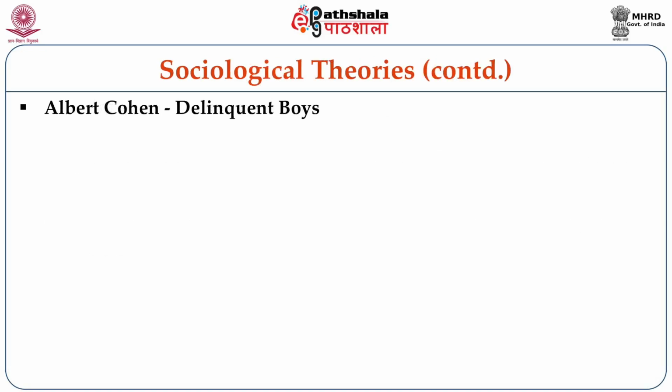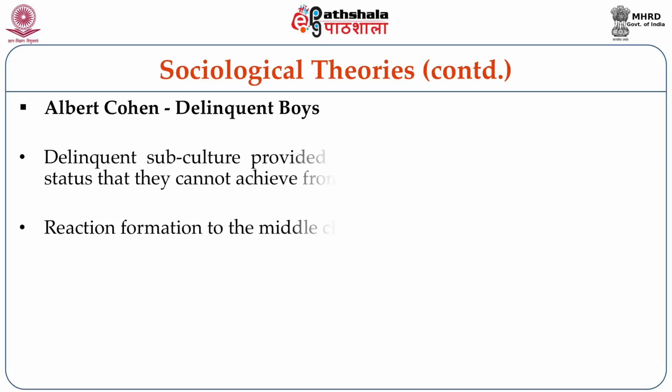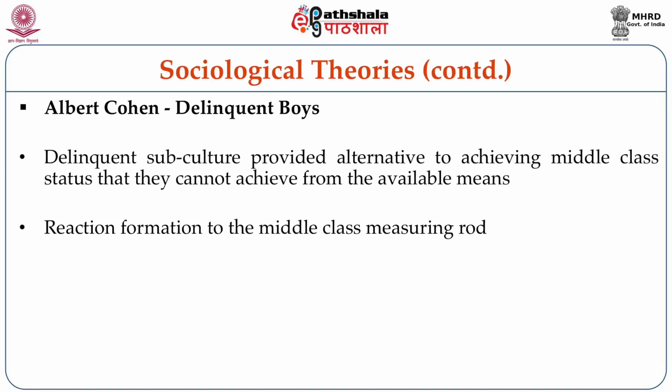Albert Cohen talked about delinquent boys and the delinquent subculture theory, which was further developed by Cloward and Ohlin, who talked about it more as opportunity theories. That is, whenever young boys come together from a particular background, they are likely to rebel against it if opportunity exists.